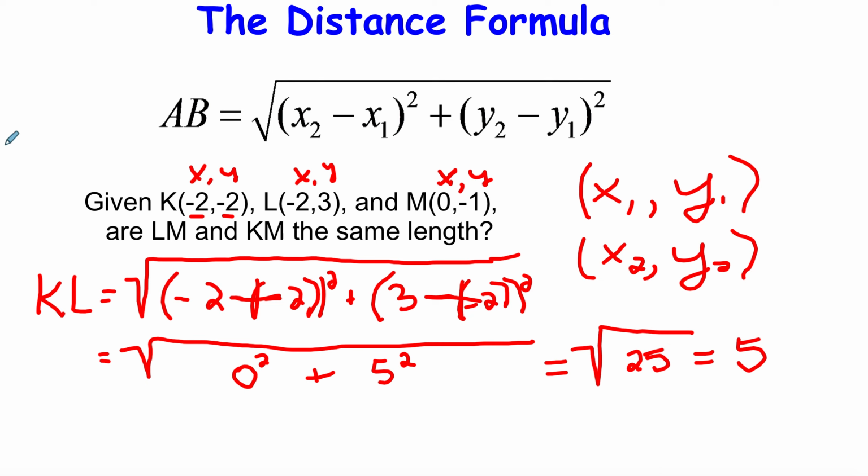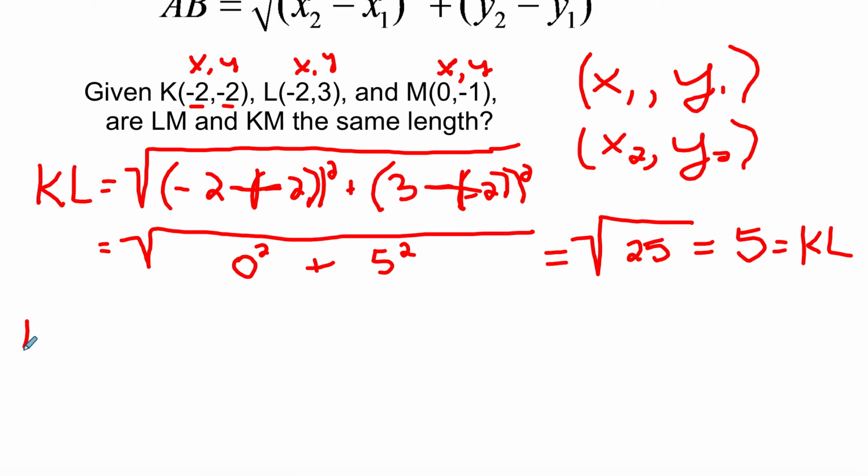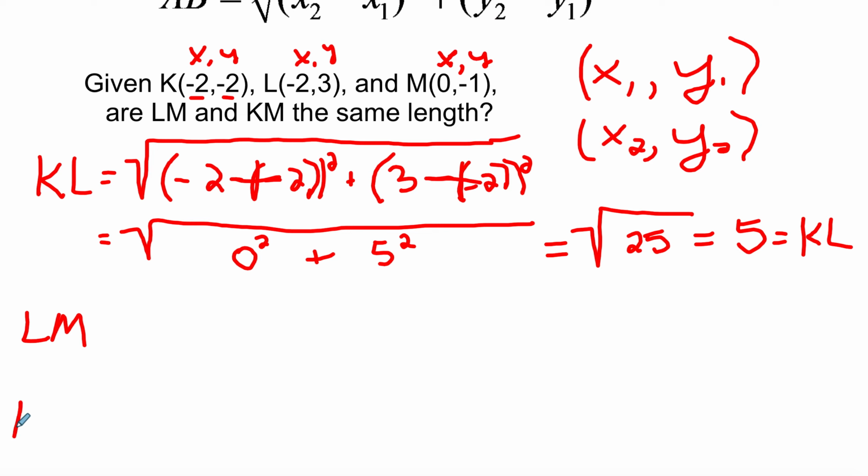So what are we doing here? Remember, this is KL. So the distance between points K and L, we would say, is 5. What I want you to do is the same thing between points L and M and between points K and M on your own. Try those on your own, and then we will talk about them in class.